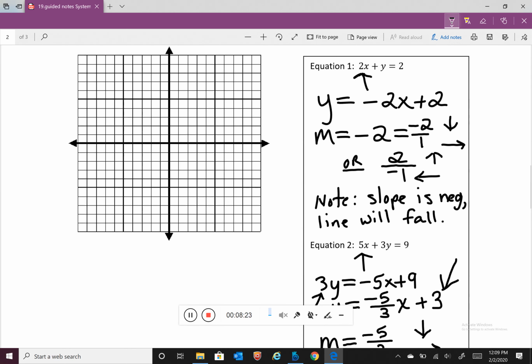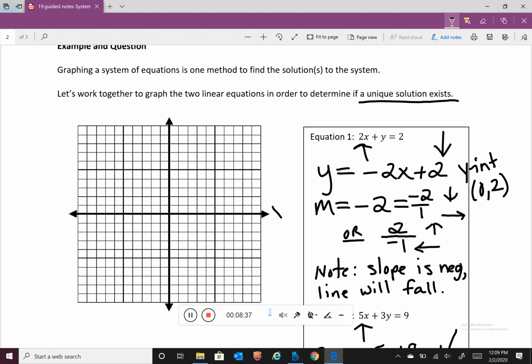So the y-intercept for the second line is 0, 3. And then the y-intercept for our first equation is 0, 2. We're going to label x, label y, and scale in all 4 directions. And this is our starting point, 0, 2. And then our slope tells us that we're going to go down 2 and to the right 1. And I can keep doing this. Down 2 to the right 1.